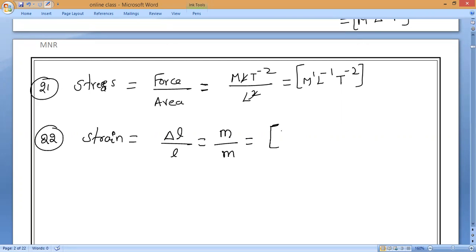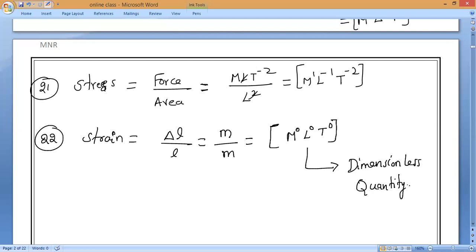No, nothing is there. Power 0. M power 0, L power 0, T power 0. So everything is 0. So this is called a dimensionless quantity. You understand? So like these things, we call them dimensionless. That is what you have to remember.